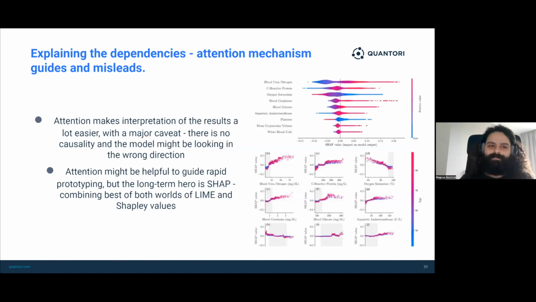So regarding the explaining or interpretation of the dependencies, well, one of the things is the attention mechanism, right? So it might guide your efforts, but it might also mislead your efforts the same way as it was with the gradient methods. When you try to interpret the results, you're getting just the information where the model looks. That's what you get. And you don't get any causality, and it might be looking in the wrong place, and it's very hard to figure out that it's looking in the wrong place. So be very critical about that.